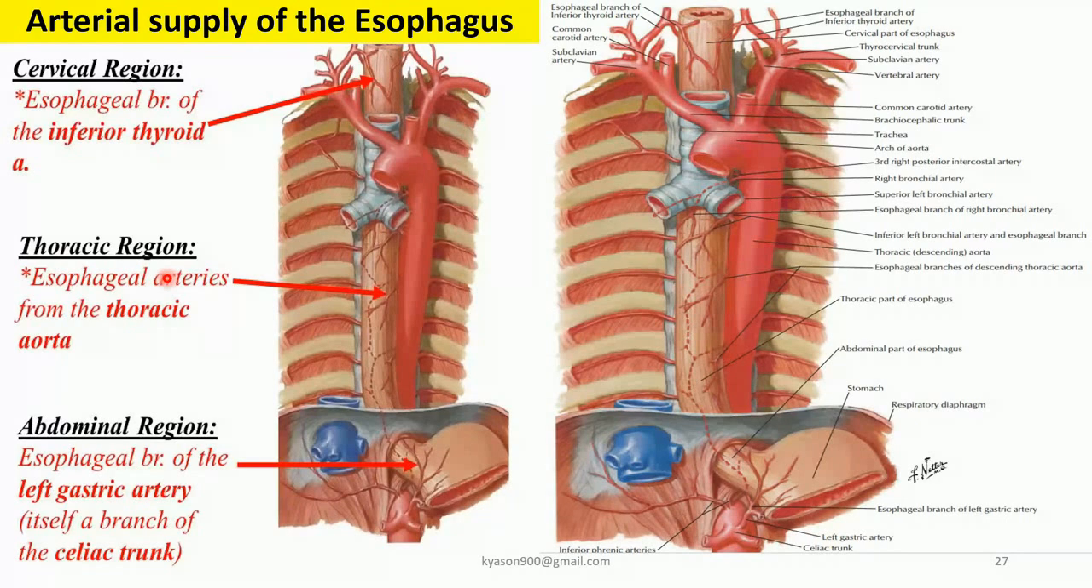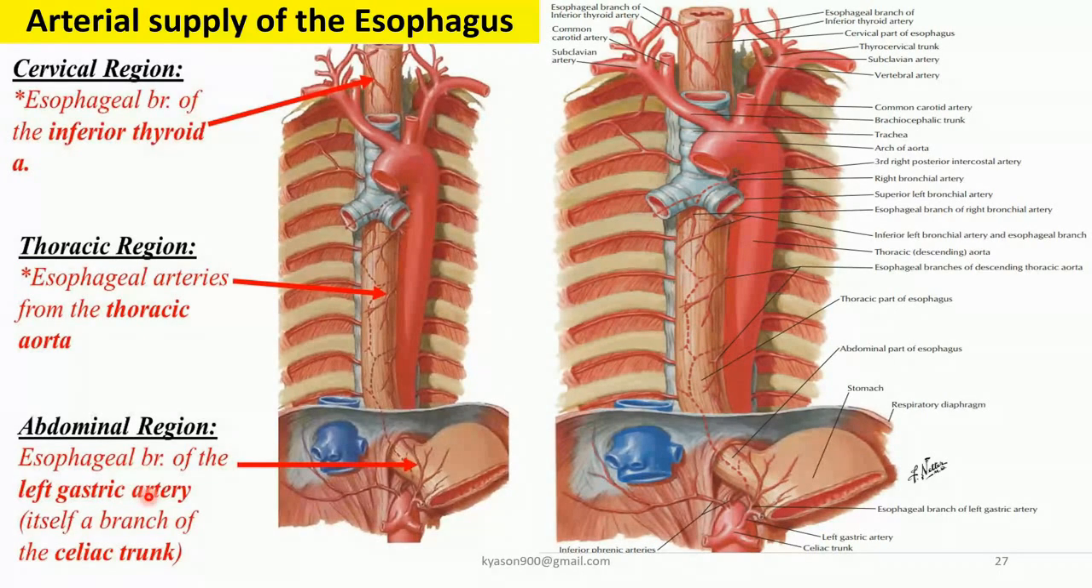Then the thoracic part of the esophagus is going to be nourished by the esophageal arteries that are going to be coming off directly from the descending thoracic aorta. The descending thoracic aorta has those direct branches that are going towards the esophagus directly. Then the abdominal part of the esophagus is going to be supplied by the esophageal branches of the left gastric.